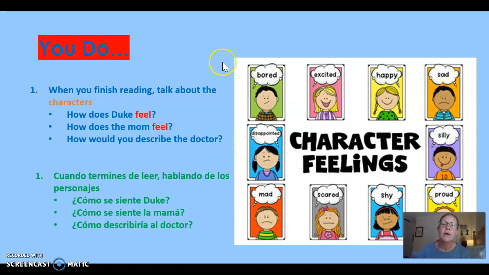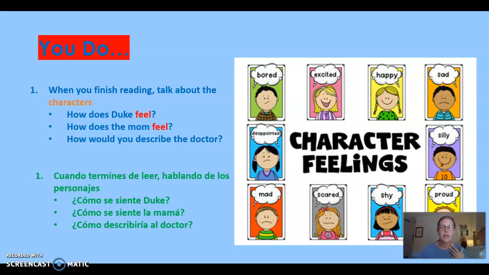And then I want you to think about the mom and how Duke's mom was feeling in the story. And I remember from yesterday's lesson that we all decided that Duke's mom was feeling a little bit worried. And what was she worried about? Do you know? Yeah, she was worried that Duke was going to get hurt on the skateboard. So we know that she was feeling worried.